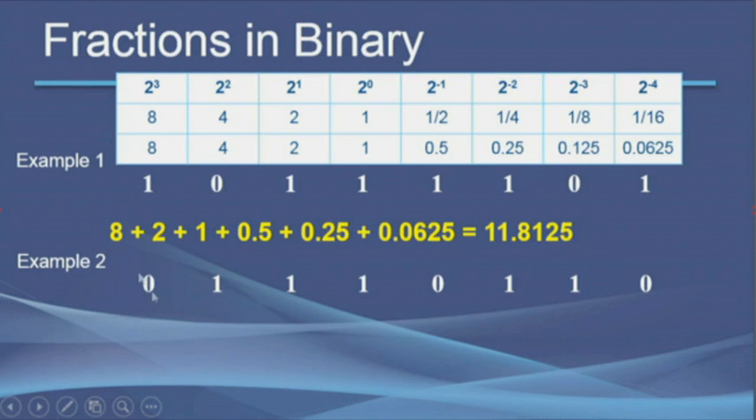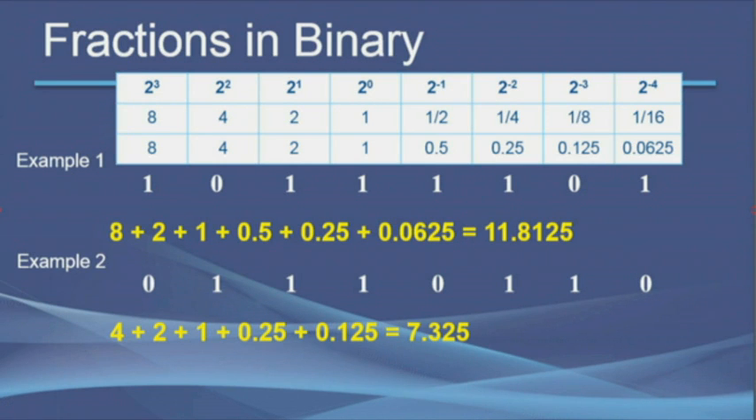So let's take the second example. 0 1 1 1 0 1 1 0. Again, you can do the same calculation. This 1 is for 4, this 1 is for 2, this 1 is for 1, and you do not want 0.5 because you have 0 here, and this is 1, so we can take 0.25 here. This is 1, so we can take 0.125 here. So adding these numbers, we will end up with 7.375. Likewise, you can convert fractions into binary as well as binary into fractions.